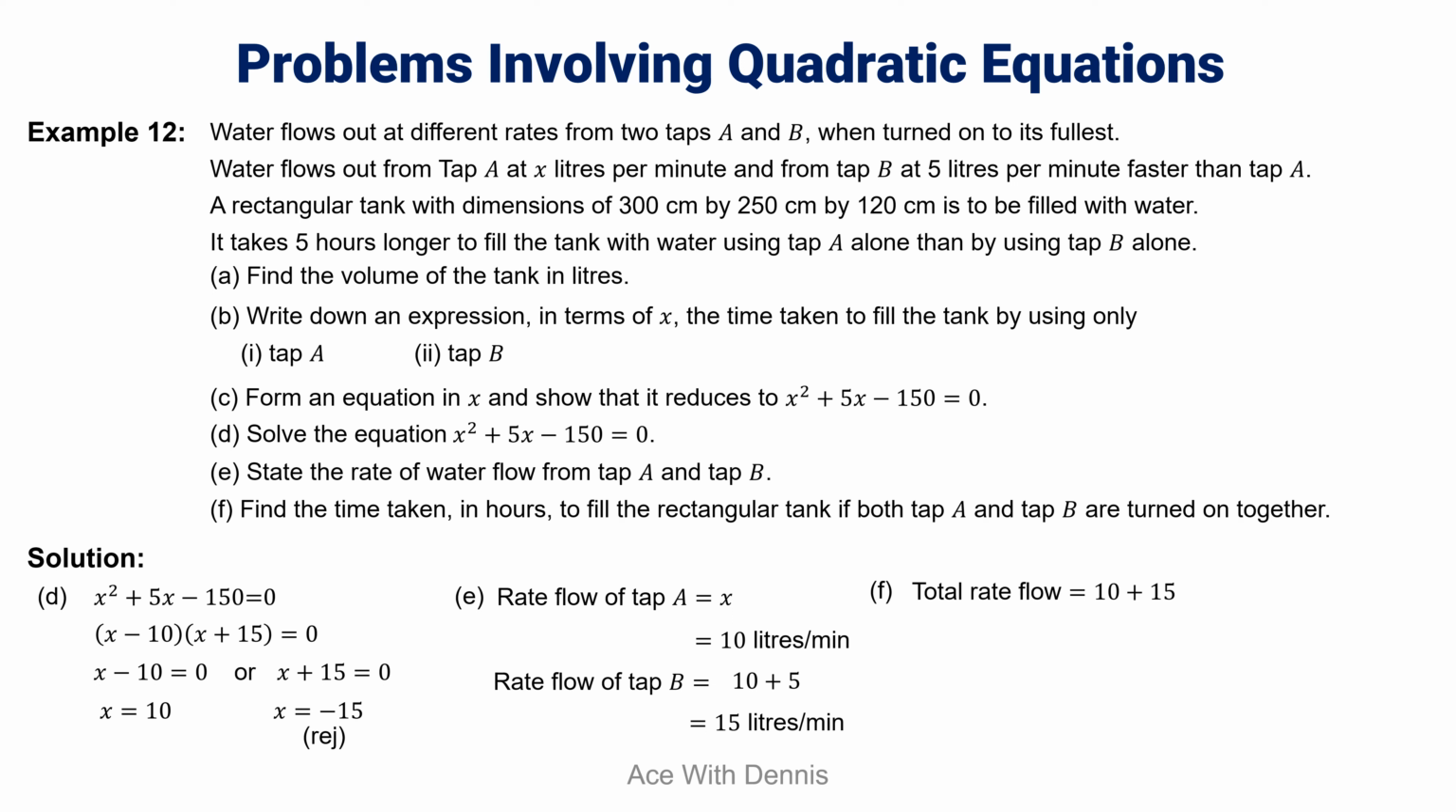Okay, now F. The total rate of flow is 10 plus 15 because both tap A and tap B are turned on together to fill the water. So the rate of flow will increase by adding the rate of flow for each tap, and we have 25 liters per minute. Hence, the time will be the total volume of this tank, 9000, divided by the rate, which is 25, and we have 360 minutes, which is 6 hours.